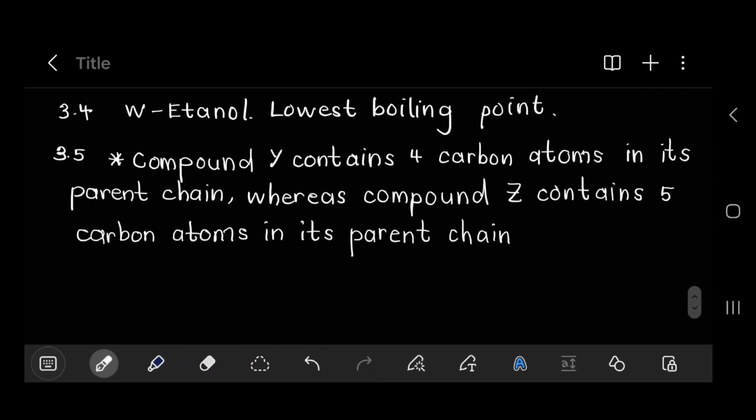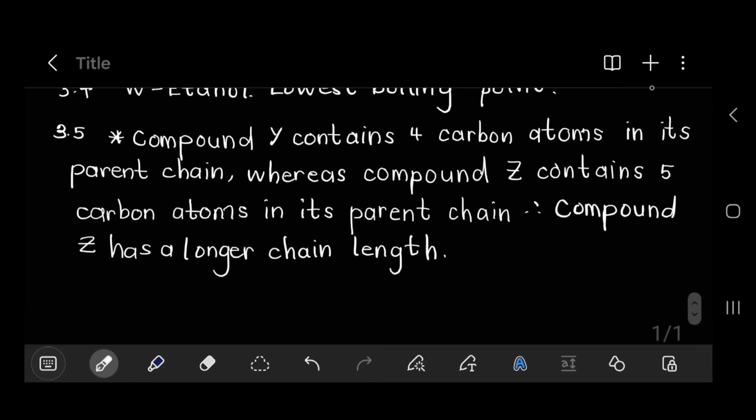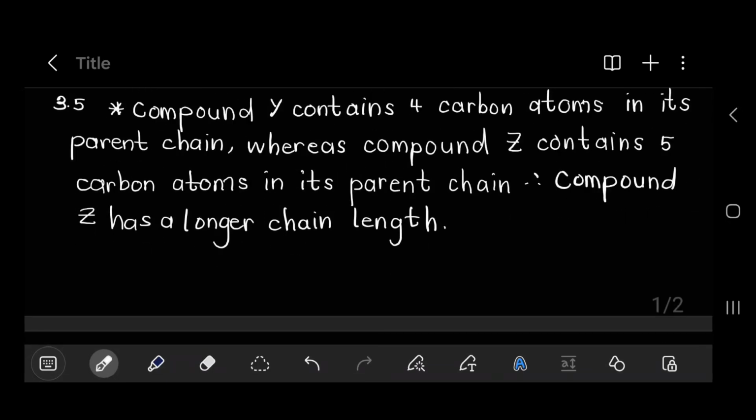Now, while we're on this point and we've compared them, we're going to state which one has the longer chain length. So I'm going to say, therefore, compound Z has a longer chain length. Now remember that chain length has to do with surface area. The longer the chain length, the more space the compound occupies. That would mean that compound Z has a larger surface area than compound Y.